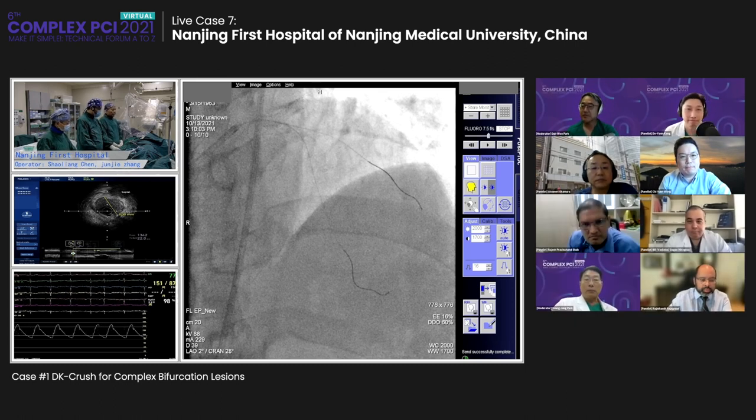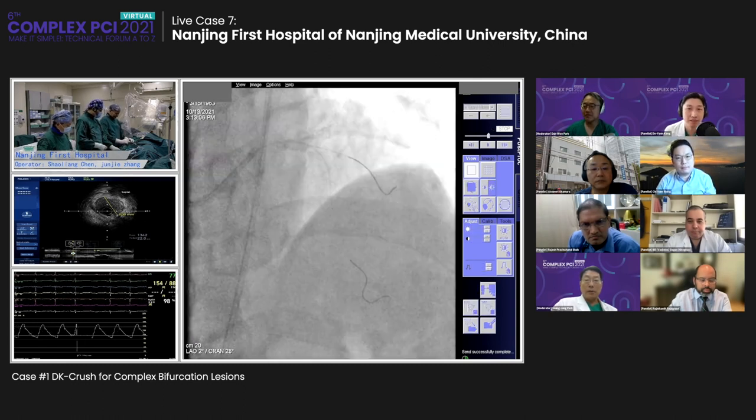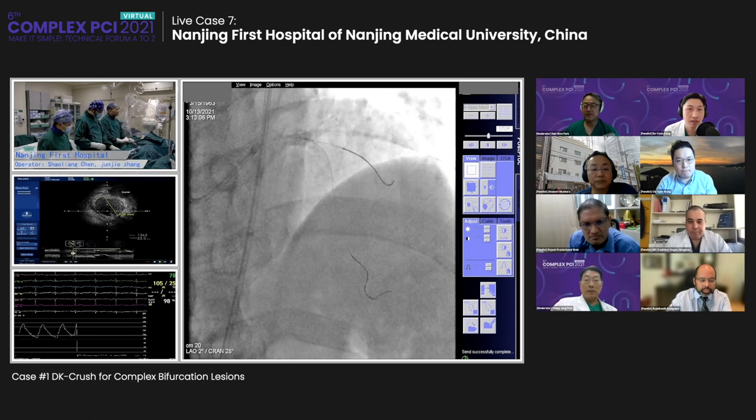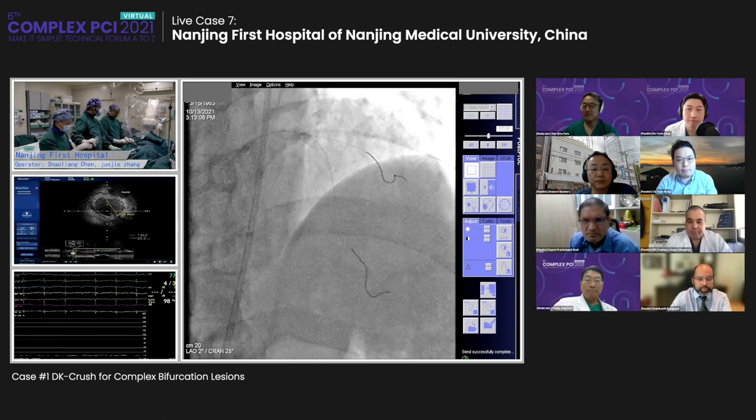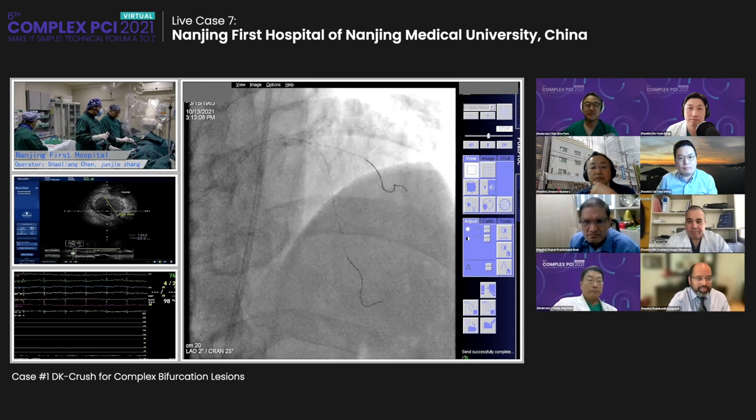Okay, so from the panels, anyway, you all agree on a two-stent upfront strategy for this particular bifurcation lesion? Yes. Thank you, Dr. Park. Dr. Chen, very nice to meet you.